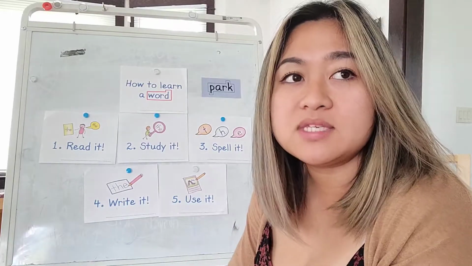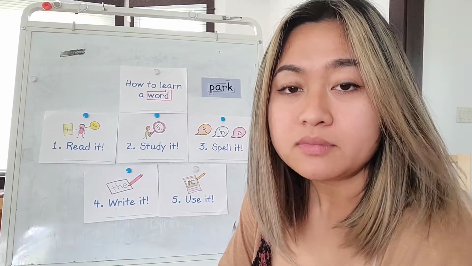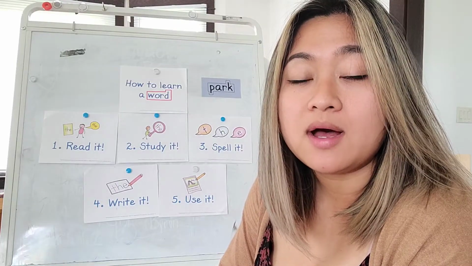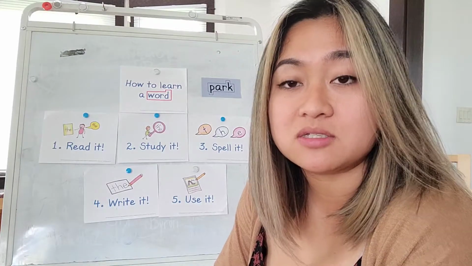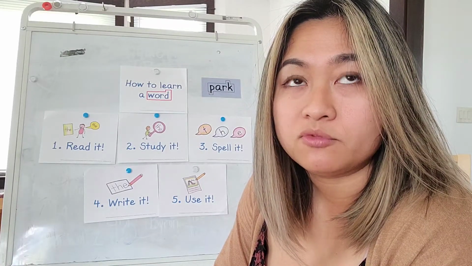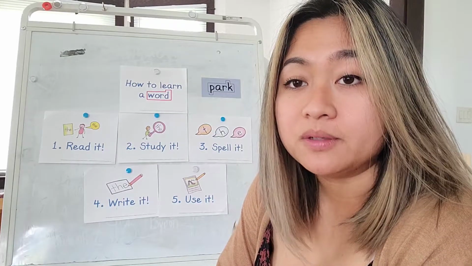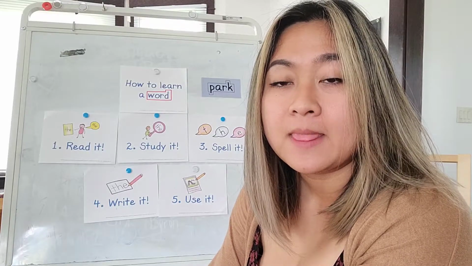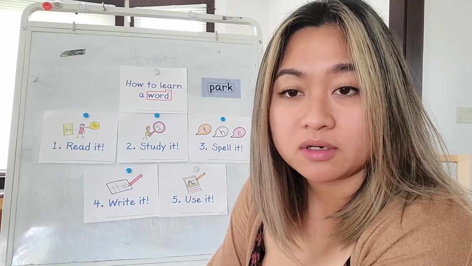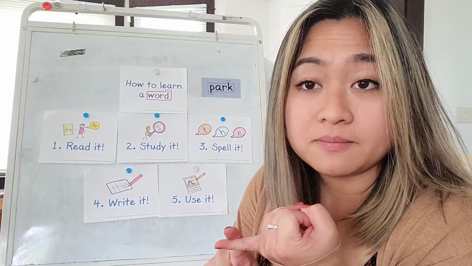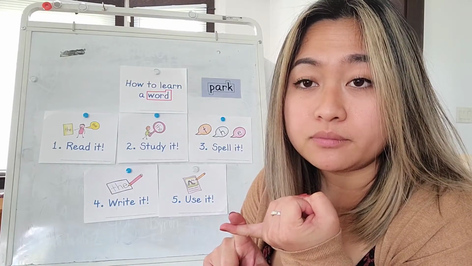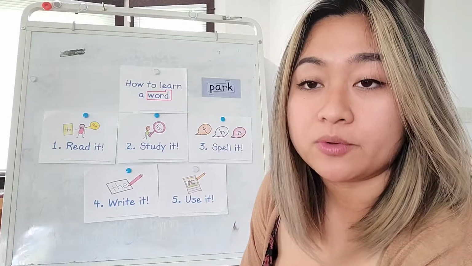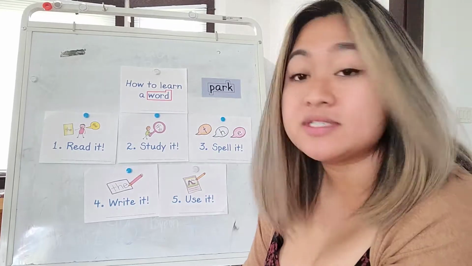And then the final step is to use it in your writing. So typically in my room, what I'll do is I'll give the kids a sentence, and then I'll have them draw a matching picture and a matching sentence for that word. So for example, I would say, okay, your sentence is, I play at the park. They would then draw a picture of that, and then write a matching sentence using the snap word. So that is how we learn a snap word in kindergarten.